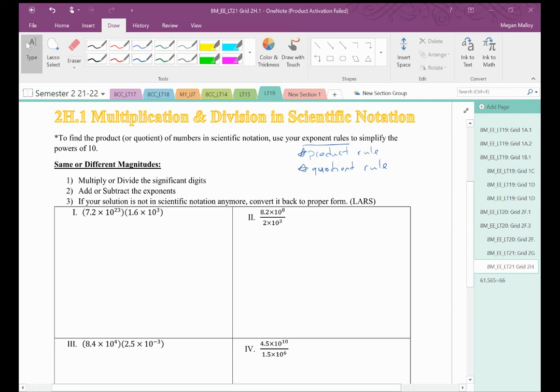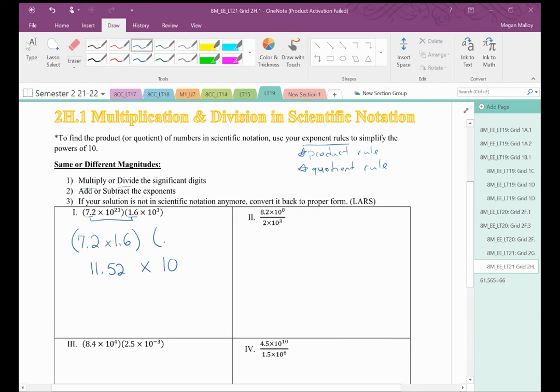So looking at our first example here, we have 7.2 times 10 to the 23rd times 1.6 times 10 to the third. So I'm first going to multiply or divide the significant digits. Since this is a multiplication problem, I'm going to multiply 7.2 times 1.6, as those are my significant digits. And 7.2 times 1.6 is 11.52. And I know I'm going to have times 10 to a power.